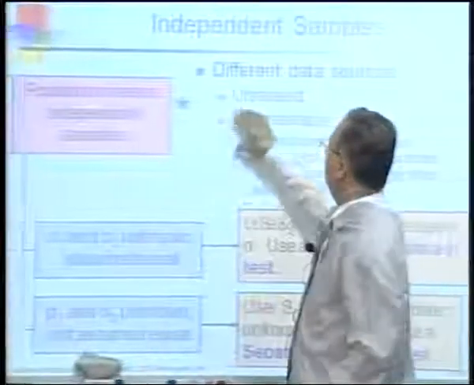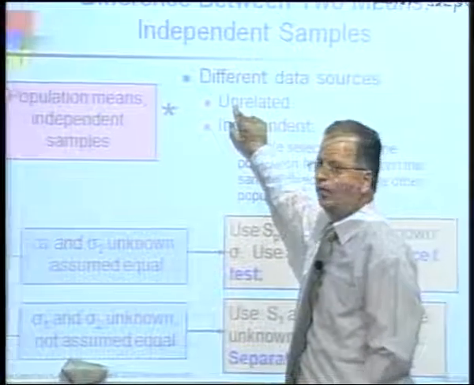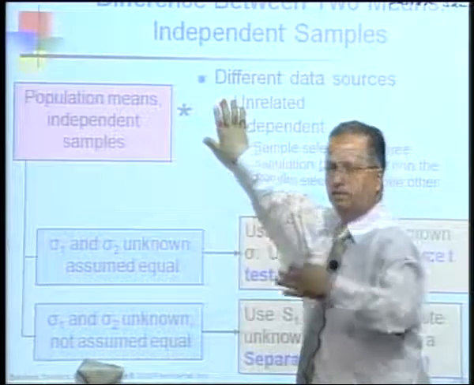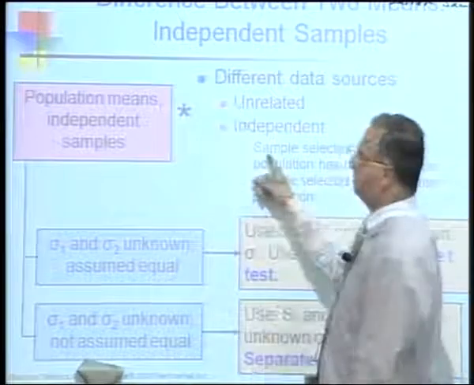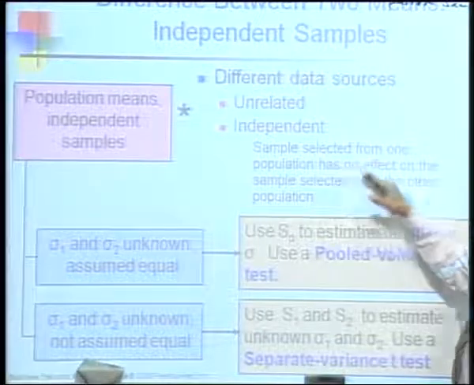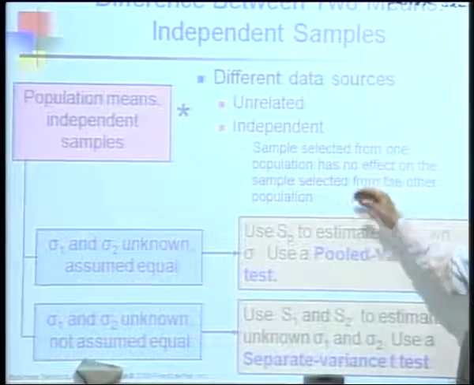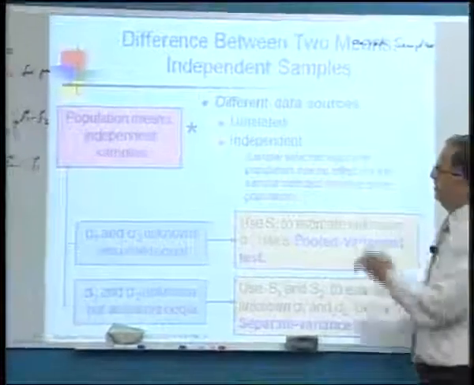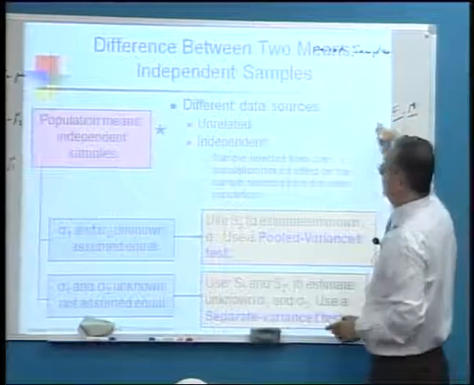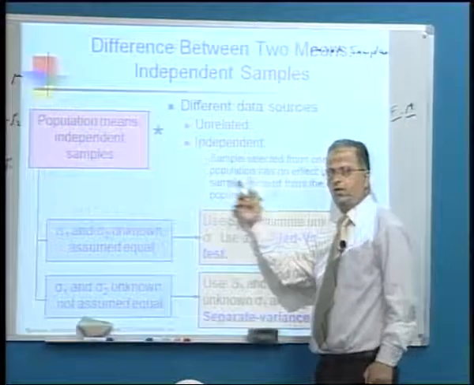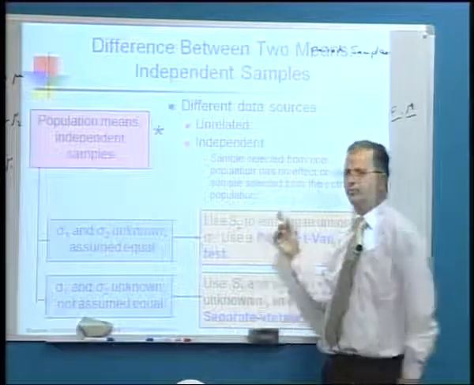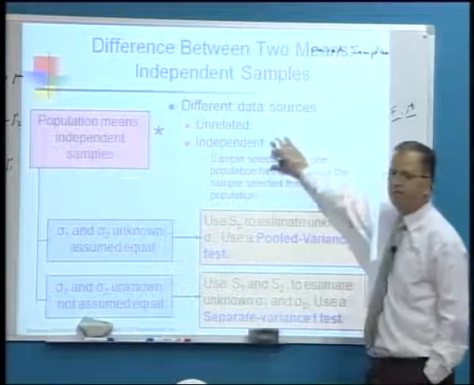In this case, we have 2 cases. One is called independent or unrelated. The same meaning. Unrelated means independent populations. In this case, as we mentioned, the sample selected from one population has no effect actually on the sample selected from the other population. As we mentioned, there are 2 groups, males and females. So group 1 does not affect group 2, the male population does not affect the population of females. So in this case, we have unrelated or independent populations.